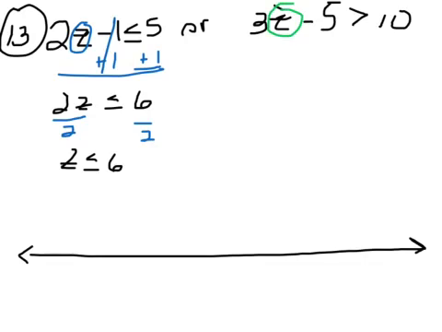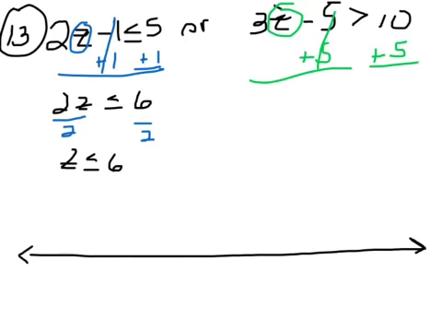Alright, I want to get z by itself. So just like when I'm solving an equation, I'm going to add 5. The only thing different about inequalities, if you remember, is that if you ever divide or multiply by a negative number, you reverse the direction of the inequality sign. And we didn't have that going on in either one of these problems.